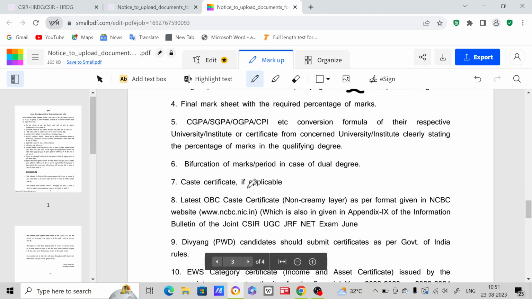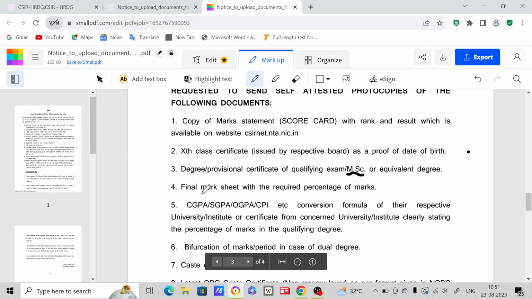And moreover, just try to send all your certificates in this sequential order, and you don't need to send any certificate one by one, right? You don't need to send certificates separately. Just in one PDF you can send all the certificates, but try to put your certificates in order. Like first you have to put your scorecard, next 10th class certificate, next degree. Okay, like this, try to send.